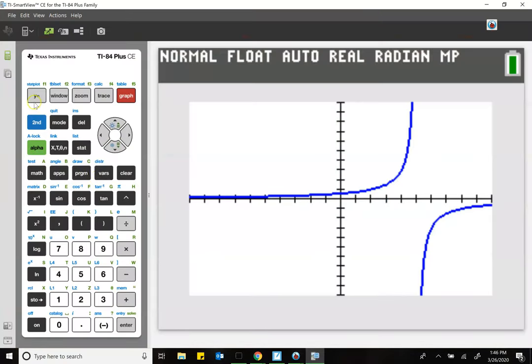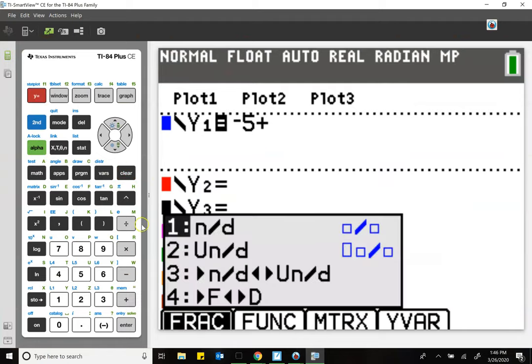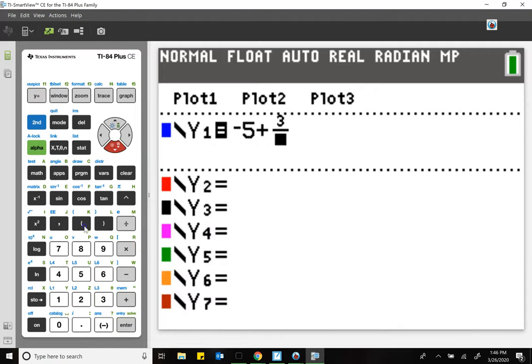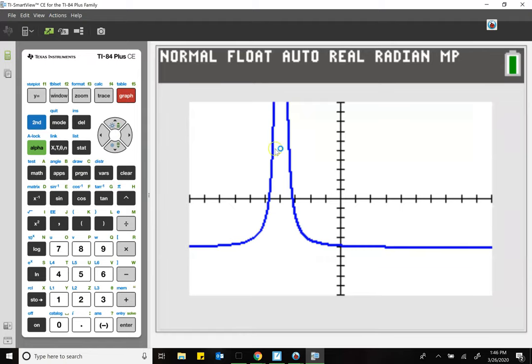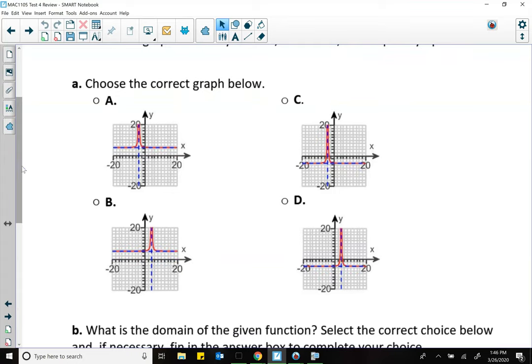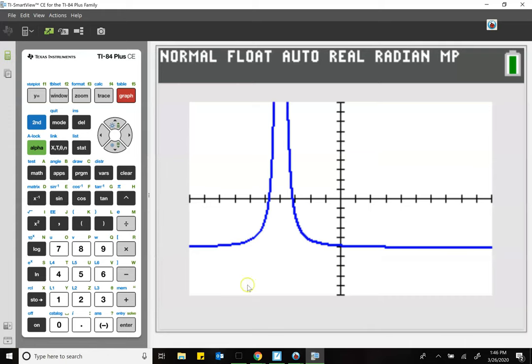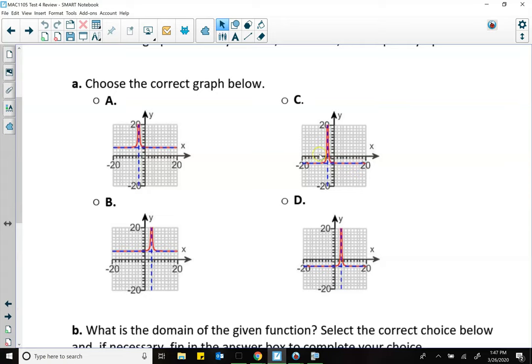All right, so go into my calculator. Let's get rid of what we just had. And it is negative 5 plus alpha y equals, and it is 3 over x plus 4, and that's going to be squared. Okay, and we hit graph. And just like before, all I'm going to do is see which picture looks just like this. Okay? So we go into our page. And if we look at these, there's only one picture that looks like what we just had in our calculator. So there it is. It should be down here in quadrant 3. So when I look at my pictures, this is the one that has it in quadrant 3. So the graph is choice C.